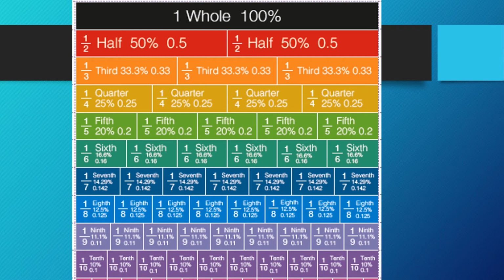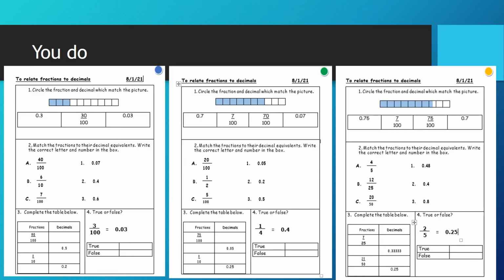Okay, let's have a look at what we're doing today. So, on Purple Mash, you will see these activities. There is one for red and blue, one for green, and one for yellow and orange. Okay, so have a look and see whether you can relate these fractions to decimals. Okay, you will see at the top you've got a shape coloured in, with on the blue one it's got 3, on the green one it's got 7, and on the yellow I've got it in between, so you've got to do a bit of working out on that one.